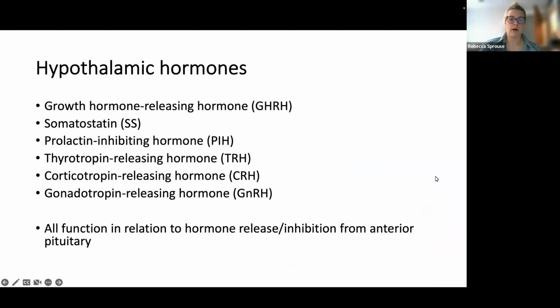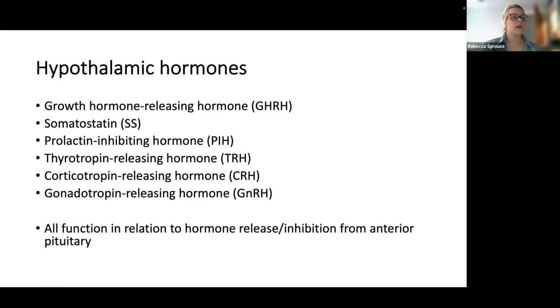So let's talk about where it all begins here. So if we're talking about hypothalamic pathways, we are talking about releasing or inhibiting hormones. And there's going to be quite a bit of memorization with a lot of these hormones, but in their paths, they have very similar names or word parts. And so that should kind of help, I hope.